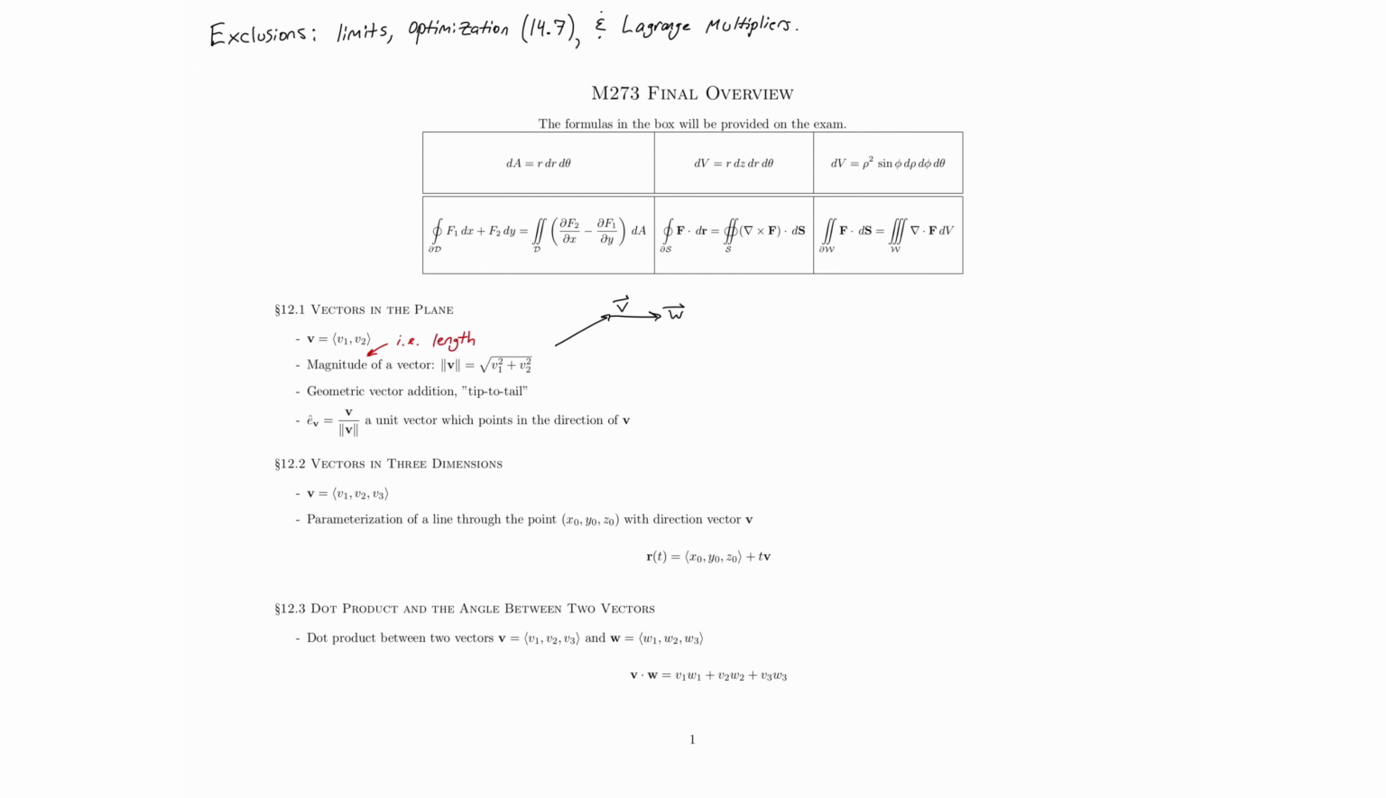Once you have them aligned in this tip to tail method, this is the tip of v, this is the tail of w. Remember that for a vector, this is the tail, this is the tip. So this is the tip to tail method. What you would do is draw a vector from the very beginning to the very end. This right here represents the vector sum v plus w.